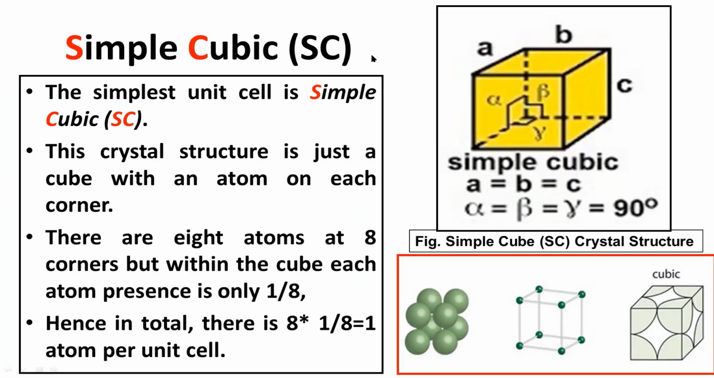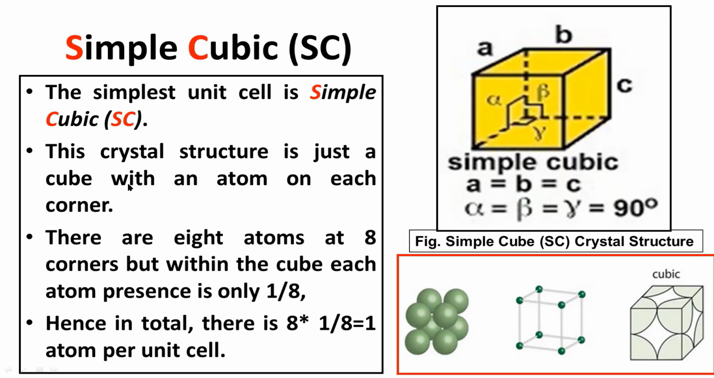Now we focus on each and every structure that we have just summarized. Simple cubic, as discussed in previous talks, is a cubic with sides a, b and c and interaxial angles alpha, beta and gamma. a, b and c are equal, and alpha, beta and gamma are equal and of 90 degrees. This is the simplest unit cell and is called simple cubic.